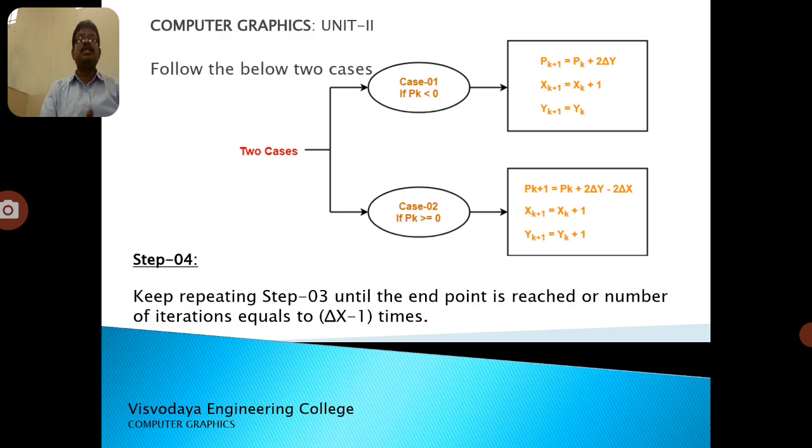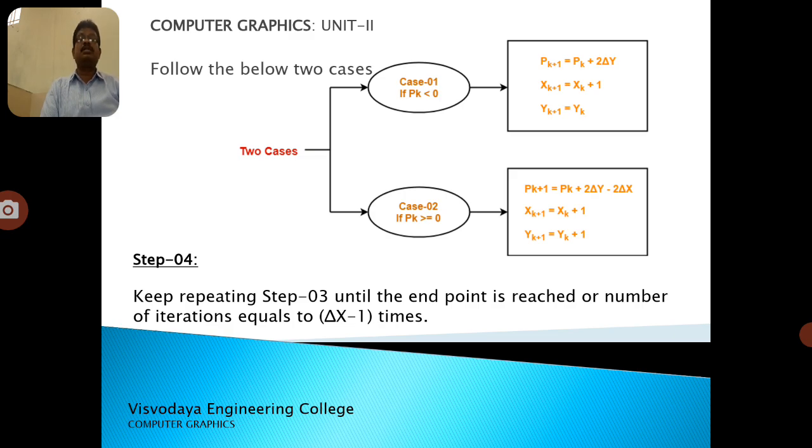These are the standard notations to calculate the next coordinates from the given values. The first case is pk less than 0. We calculate pk plus 1 equals pk plus 2 into delta y, and xk plus 1 equals xk plus 1 and yk plus 1 equals yk. These values are taken when the pk value is less than 0. The second case is pk greater than or equal to 0.